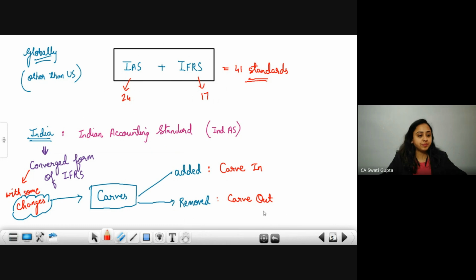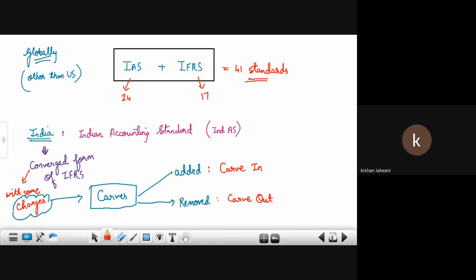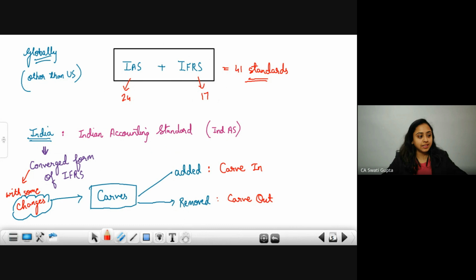Okay. Anybody, any doubt, any confusion, please confirm. All good? You can unmute and speak up. Good, good. Yes. Okay, good, good.